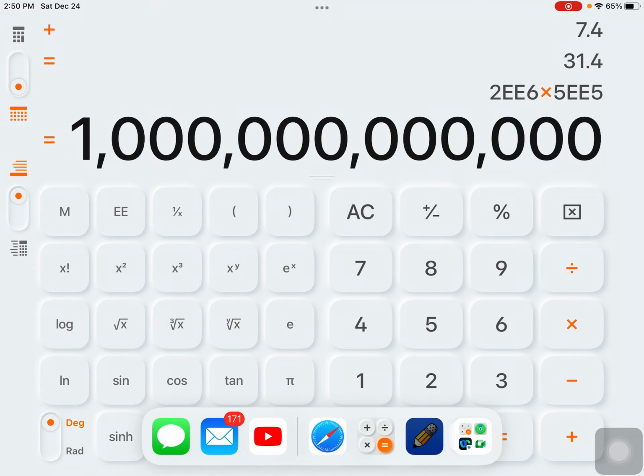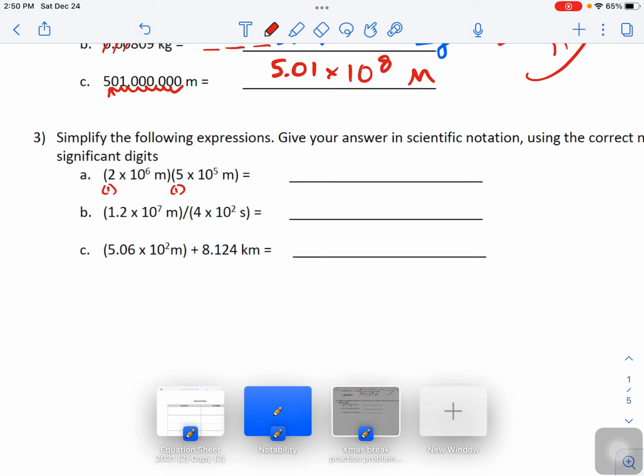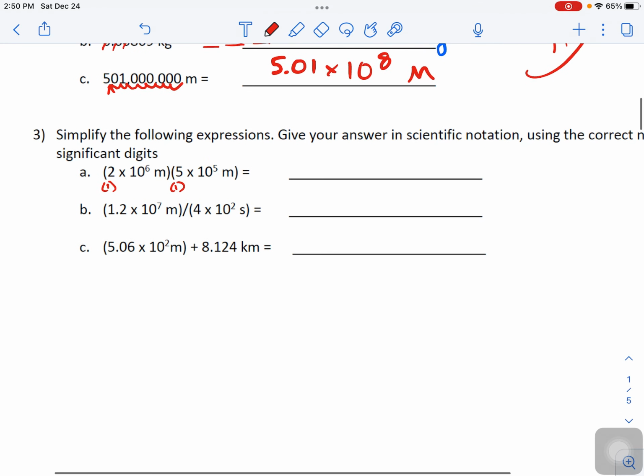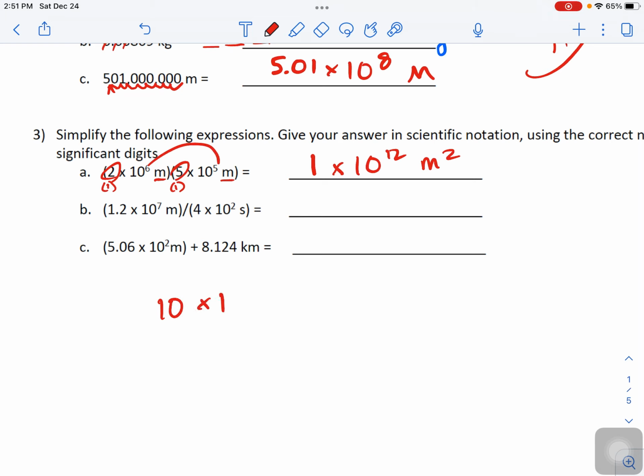So let's go back here, and it was going to be 10 times 10 to the 11th power, but when I move that last place over, it gives me a 1 times 10 to the 12th power, and we're multiplying meters times meters. So as in an area, it's going to be square meters. All right? So I'm not sure you'd even need a calculator if you're pretty good with numbers. Okay? The thing that would throw you off, 2 times 5 would be 10. The 6 and the 5 added together give you an exponent that's 11 meters squared.